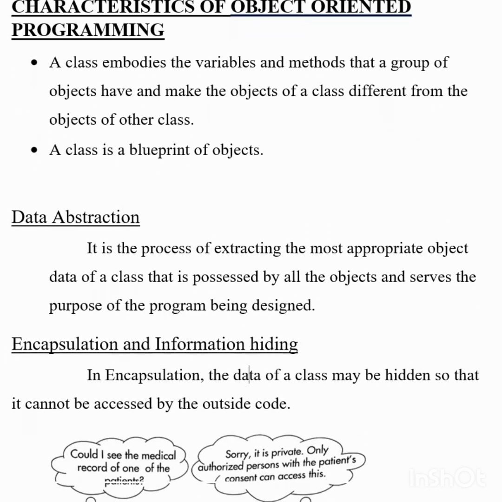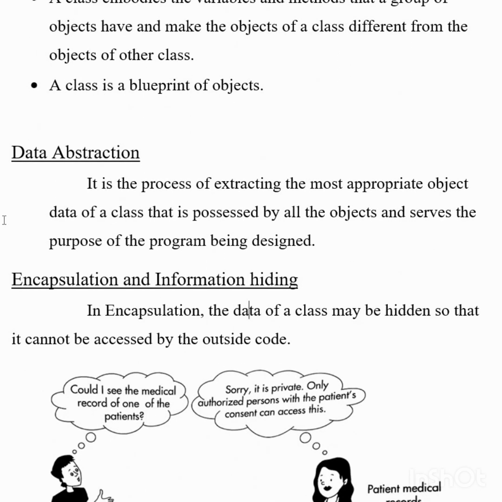The next topic is data abstraction. All objects contain a large amount of data associated with them. However, all the data is not important for the program, which is limited in its scope and utility. Only a particular amount of data is needed for the program. Therefore, data abstraction is the process of extracting the most relevant characteristics of object data that are required for the program. These characteristics should be uniformly possessed by all the objects of the class.